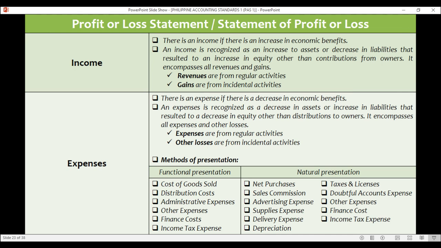So we've been mentioning income and expenses, so let's define them. There is income if there is an increase in economic benefits. That is a basic rule in accounting. An income is recognized as an increase to assets or decrease in liabilities that results in an increase in equity, other than contribution from owners. Income encompasses all revenues and gains. When we say revenues, we mean those items coming from regular activities or normal operations. Then gains are those from incidental activities. An example of revenue is your sales revenue. An example of gain is your holding gains or the gains on sale.